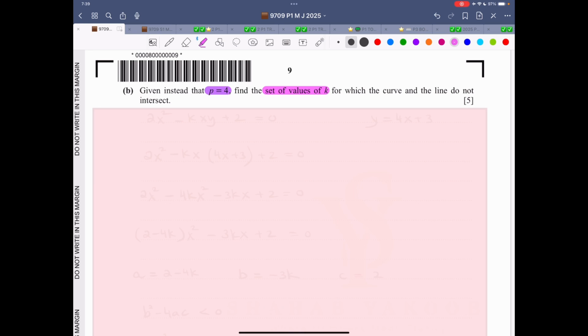For which the curve and the line do not intersect. Curve and line do not intersect. That means it's a question about quadratics. It's about b squared minus 4ac. The discriminant is less than 0.